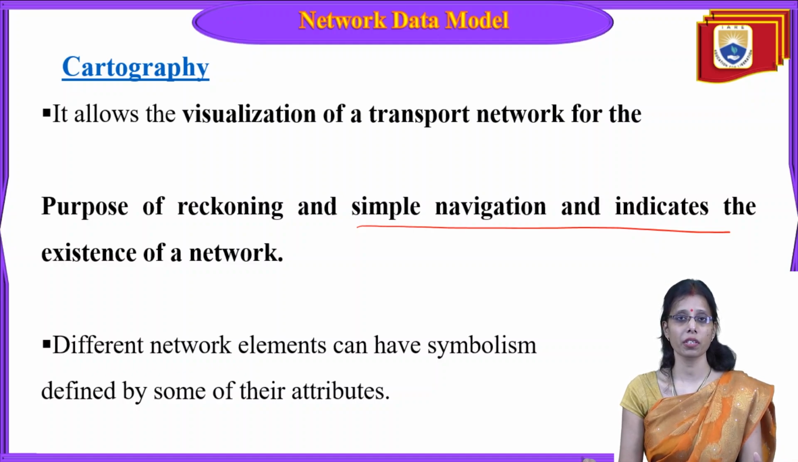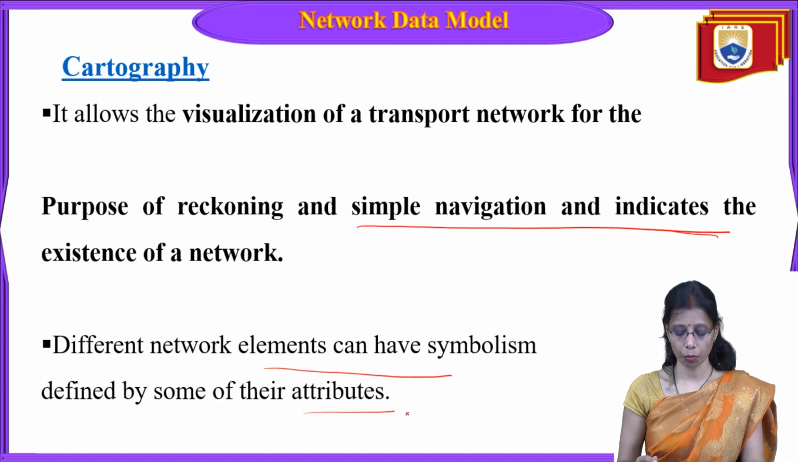If you remember, in the previous days, the cartographers used to prepare navigational maps, and they used their maps for navigation purposes. But nowadays we are using the GPS system for navigation, traveling or any transportation networking. When there was no existence of networks at that time, these cartographic maps were used for showing the navigation. Different network elements can have a symbolism defined by their attributes.